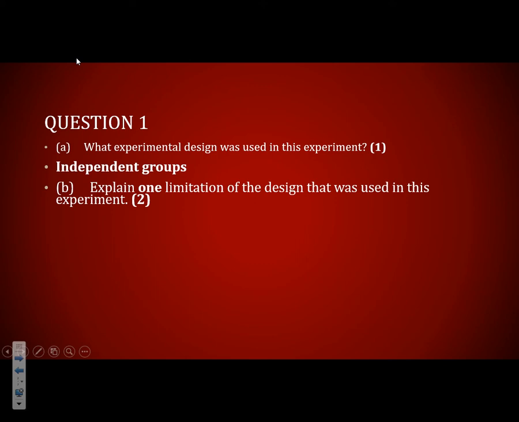Explain one limitation of the design that was used in this experiment. So you must give a point and you must explain. 1 mark for point, 1 mark for explain, no marks if you didn't contextualise. So it's AO2 and AO3 must apply, so you must contextualise, and AO3 you must evaluate.